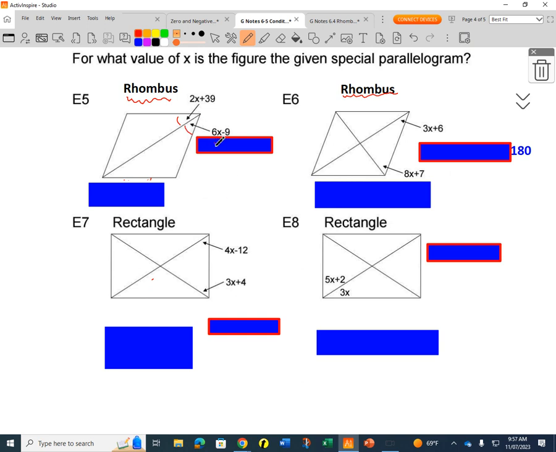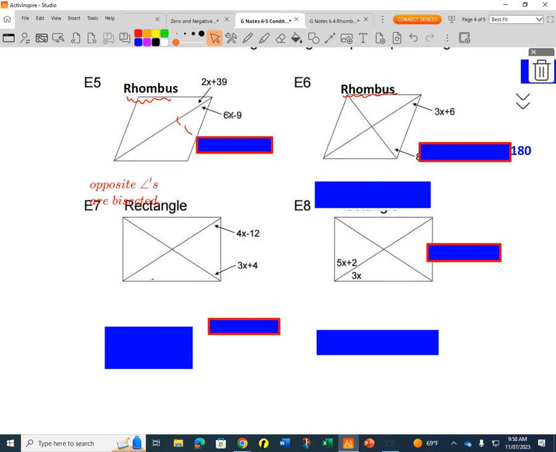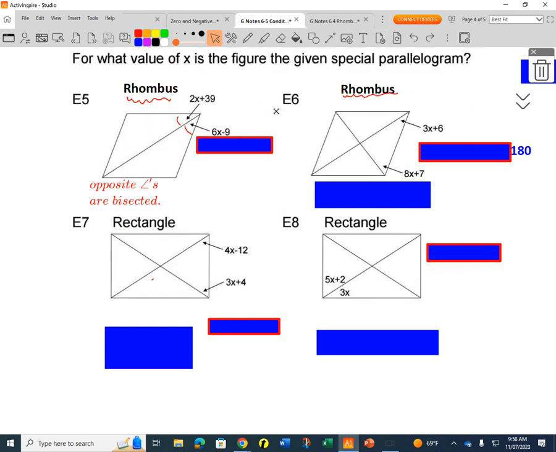So we're going to write that opposite angles are bisected in a rhombus. So that means they're congruent. You should have those angles marked congruent. And then we're going to write the equation. If they're bisected, they're split in half, that means, ooh. Let's remember to write that in. There we go.